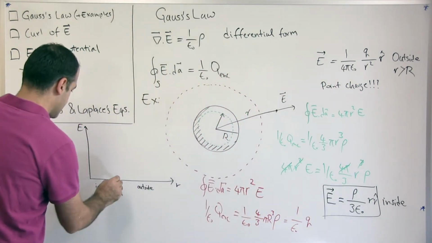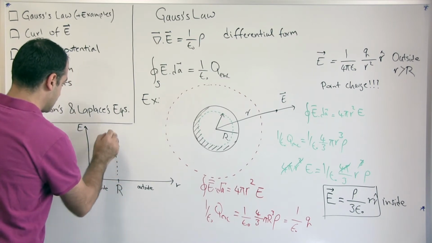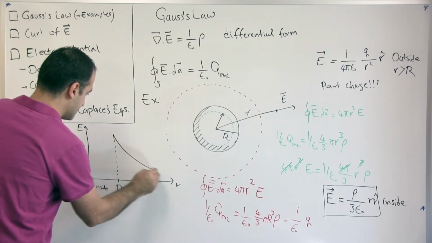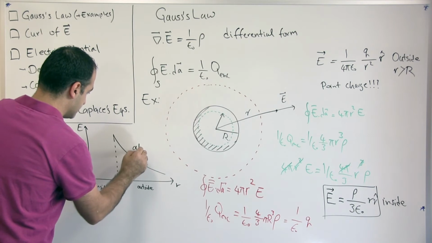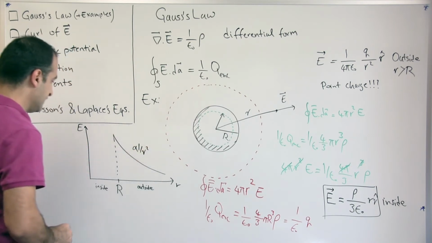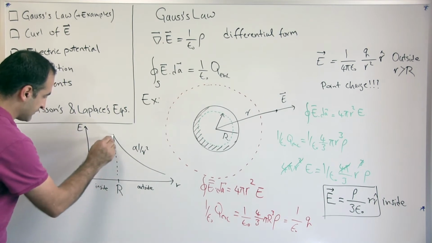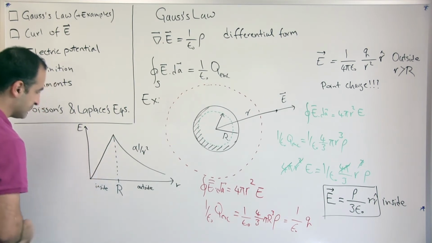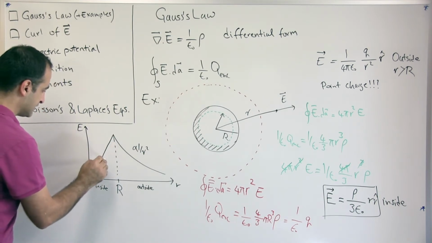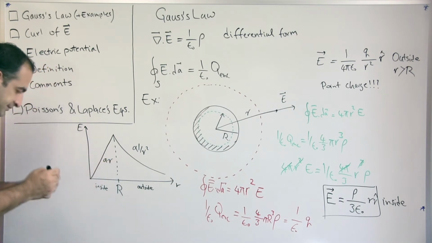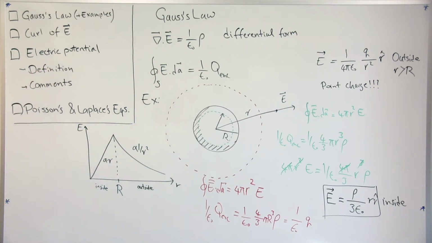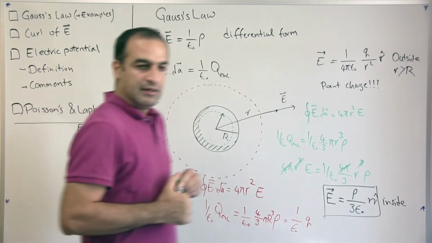Okay, so outside, the electric field drops proportional to 1/r². And if we are inside, the electric field increases linearly as a function of r. It's pretty much like this. This is proportional to r. Looks good?